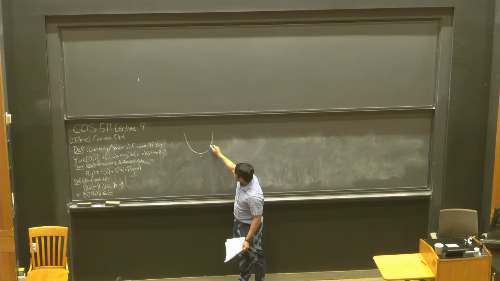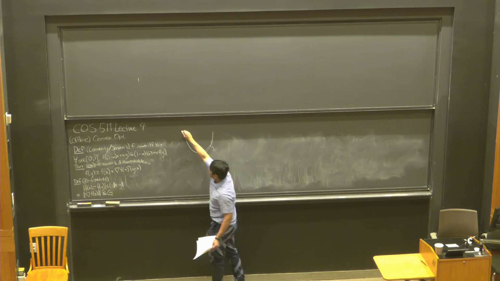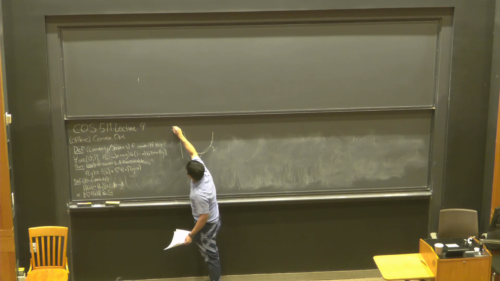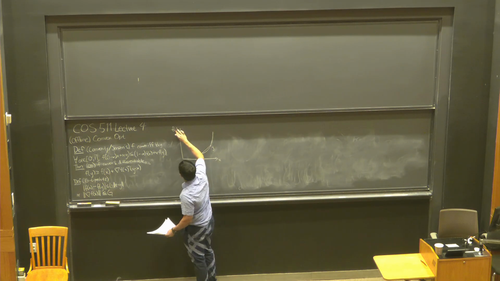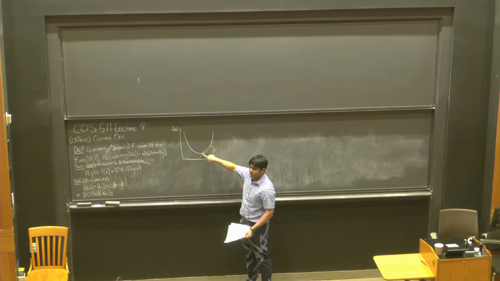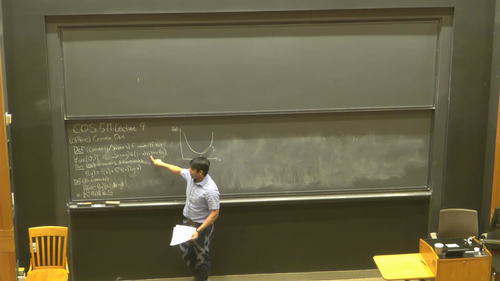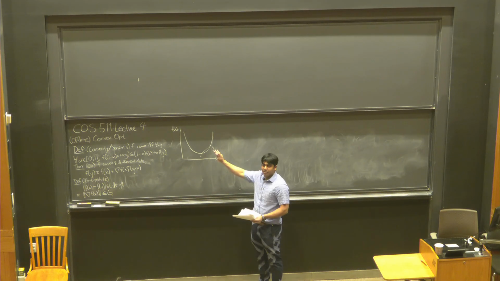Notice that the line connecting the f values of these points sits above the function value. So this is the kind of picture you should have in mind of your stereotypical convex function.